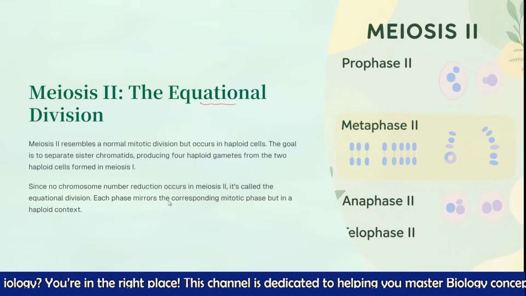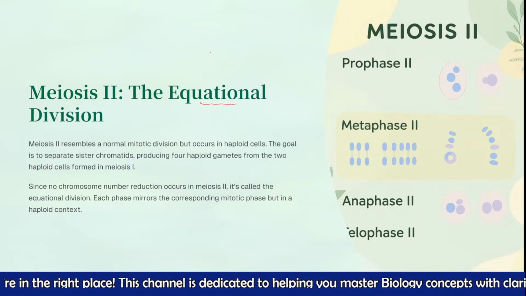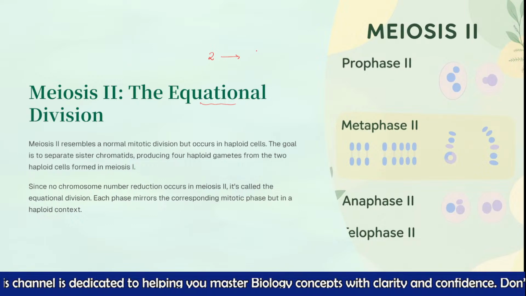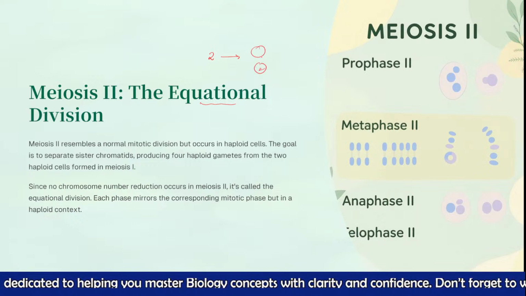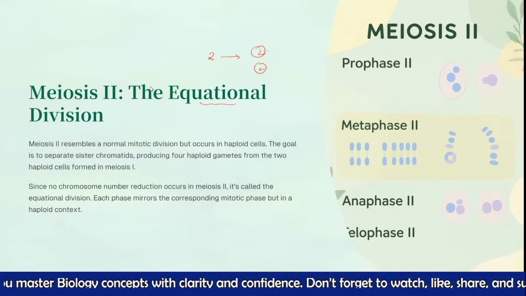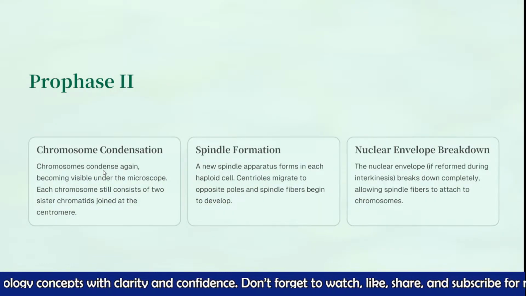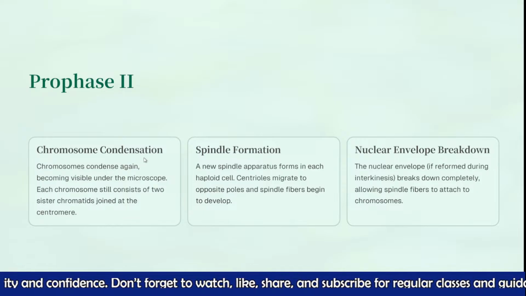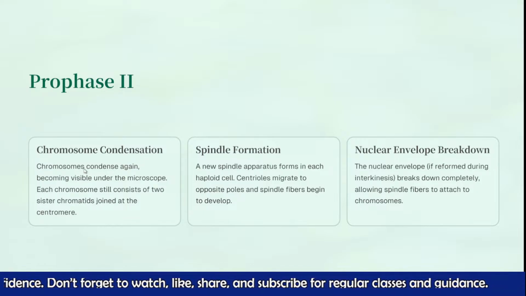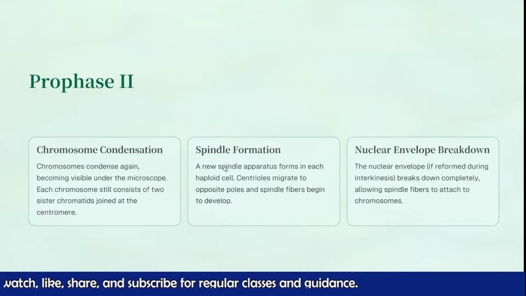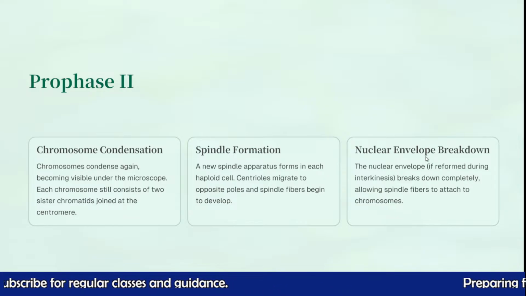Here the chromosome number, whatever the daughter cell has, now our daughter cell has 2 chromosomes, right? From that, 2 cells will be formed with the same number of chromosomes. That's why it is called an equational division. So in prophase 2 of meiosis 2, chromosome condensation is taking place, spindle formation is taking place, and the nuclear envelope started disappearing.